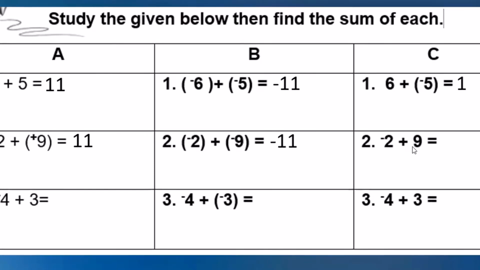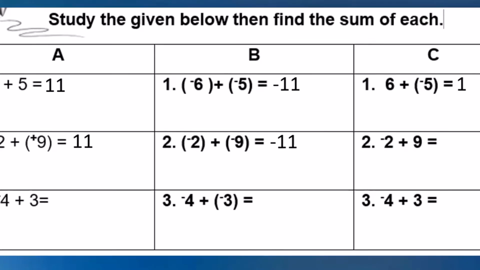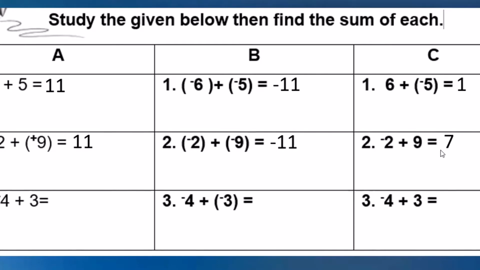Then, dito sa column C, negative 2 plus 9. So, meron tayong dalawang yellow chips at meron tayong 9 na red chips. So, cancel. At mayroon dalawang pares na parehas na mayroong yellow and red chips. So, may natira tayong 7 na red chips. So, therefore, negative 2 plus 9 is equal to positive 7.